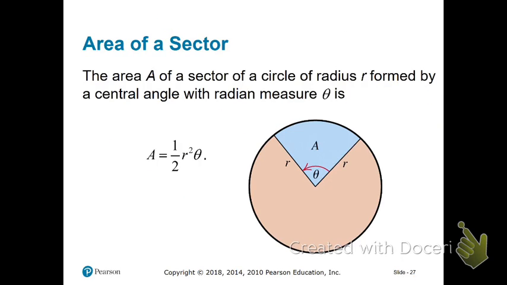All right, so let's talk about area of a sector. The area A of a sector of a circle of radius r formed by a central angle with radian measure theta is... So we're just looking for the area of a piece of that circle. So our area is equal to 1/2 r squared theta.